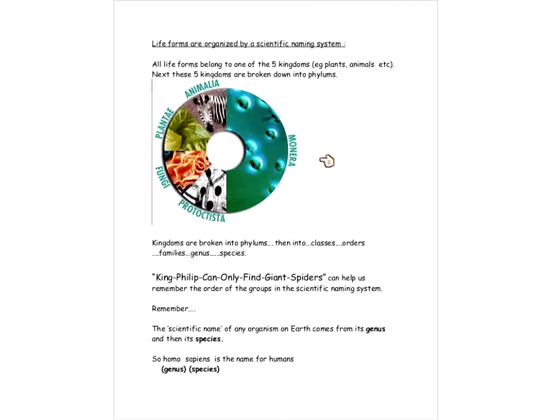Okay, so now this. The scientific name for any creature on Earth is always genus and species, right? That's any creature on Earth is identified by its genus name followed by its species name. So Homo sapiens, right, that's the name for humans. So Homo is the genus part and sapiens is the species part.